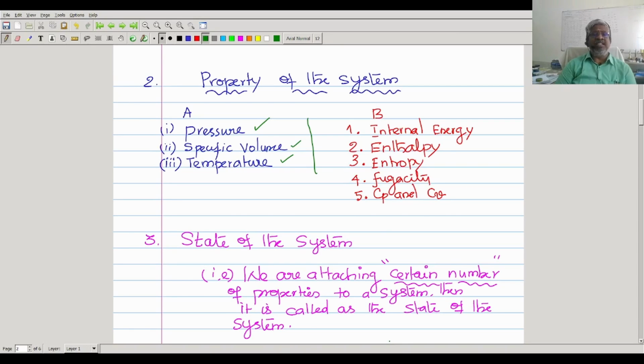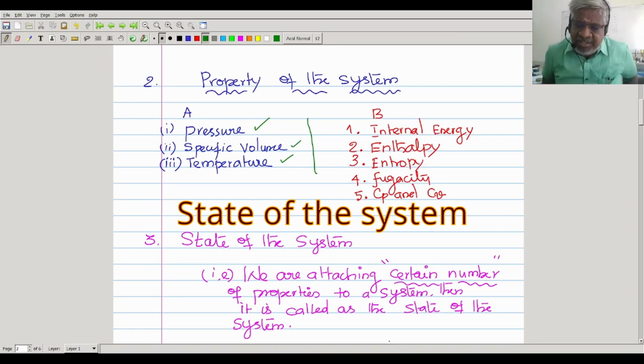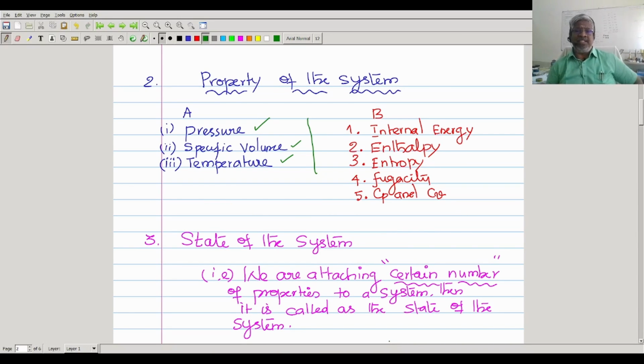Now, coming to the third one, state of the system. Now, we defined different properties. Properties are nothing but identifying the characteristics of the system. Now, what is the state of the system? Say, if I tell only one pressure, will I uniquely define the system? No. One system is at, for example, 10 bar pressure. Another system is also at 10 bar pressure. I cannot say both are the same, because the 10 bar pressure may be a 10 bar pressure of oxygen. Say, for example, both are oxygen. One is at 10 bar, another is also at 10 bar.